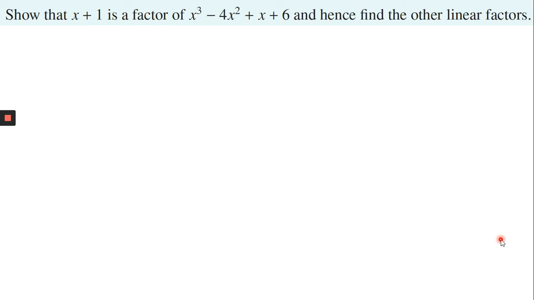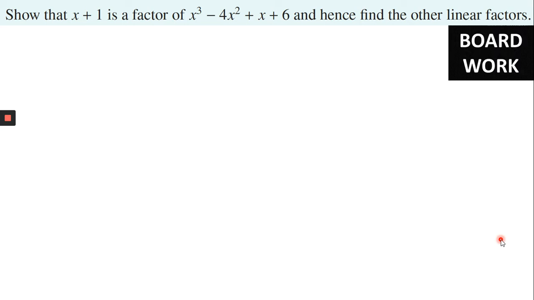Show that x plus 1 is a factor of that, and hence find the other linear factors. Lots of the questions that you're going to be doing in this exercise, chapter 6, and also for the rest of the year and next year, if you're doing methods next year, will be this kind of thing. It's quite a long process.